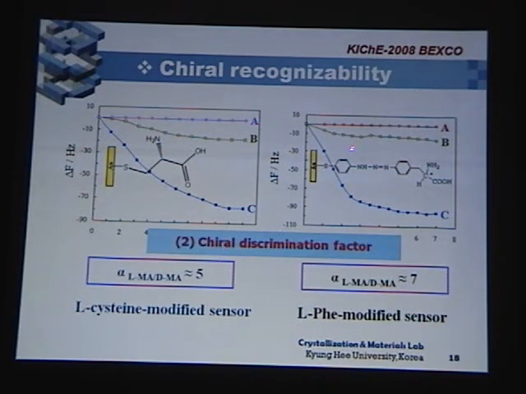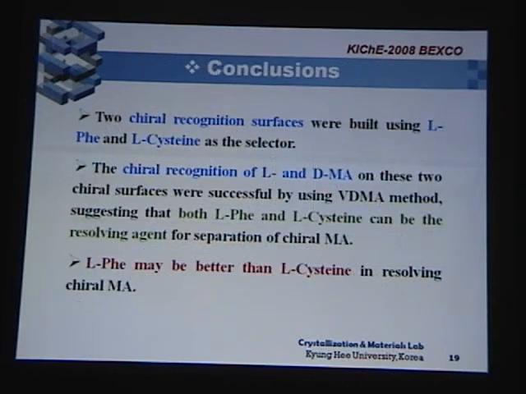This means that the alpha-anion modified surface preferred to combine with L-mandelic acid rather than D-mandelic acid, compared with L16 combining with L- and D-mandelic acid. So it means that alpha-anion has higher selectivity than L16.